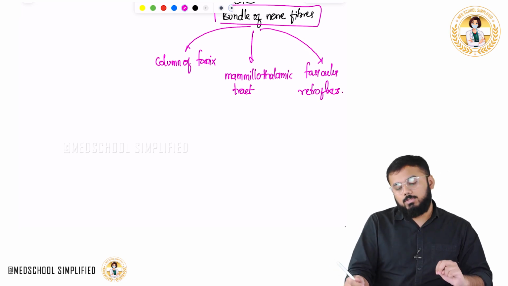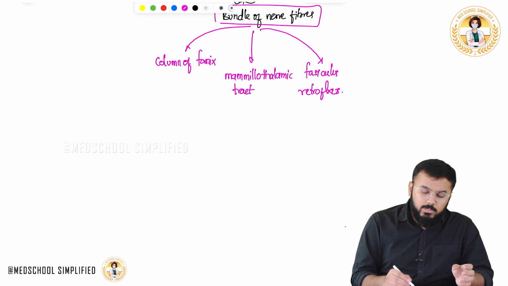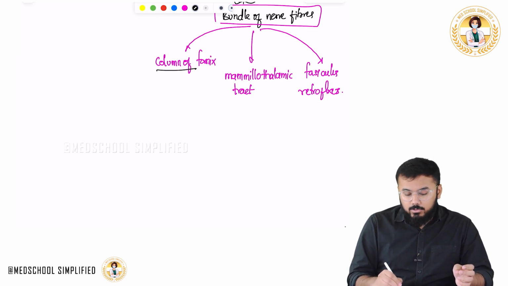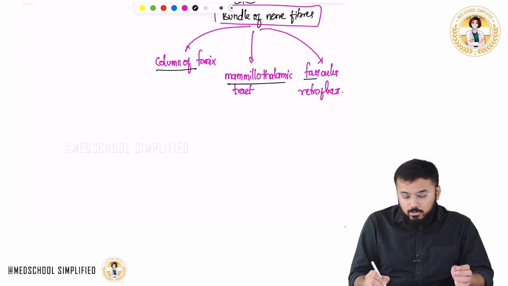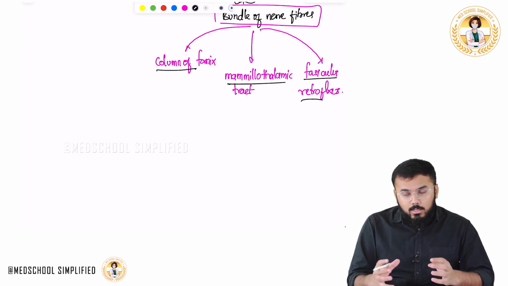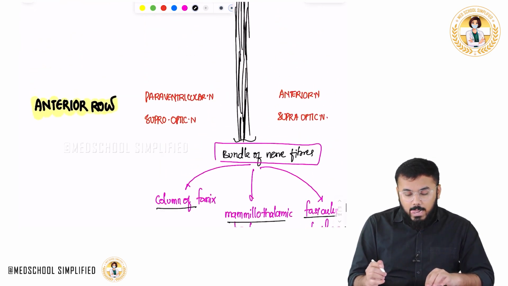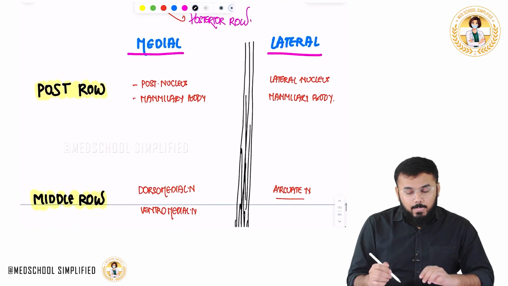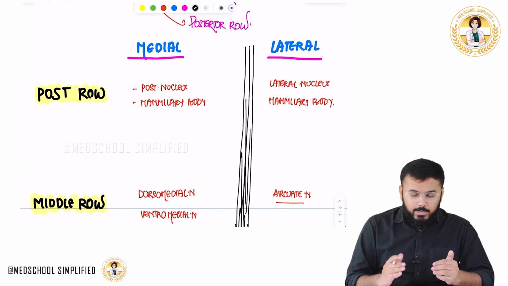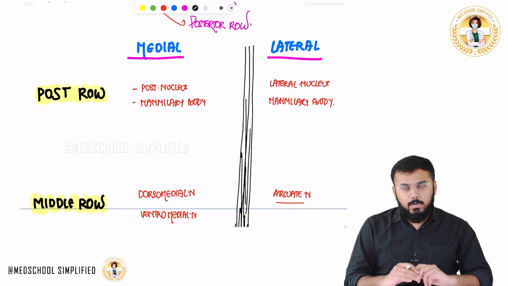Okay, this is called the fasciculus retroflexus. So, fibers of the column of fornix, fibers of the mammillothalamic tract and fibers of the fasciculus retroflexus, all these fibers join together and form these bundles. These bundles, where are they located? They are located in between the medial zone as well as the lateral zone.